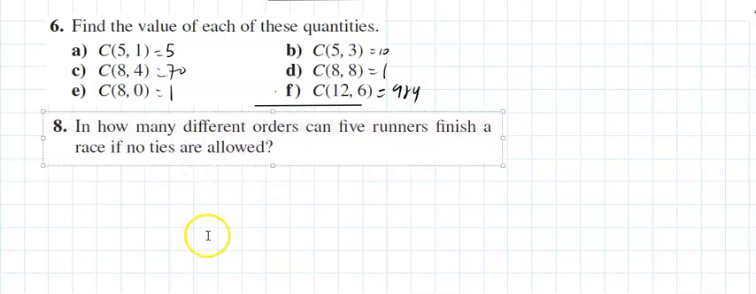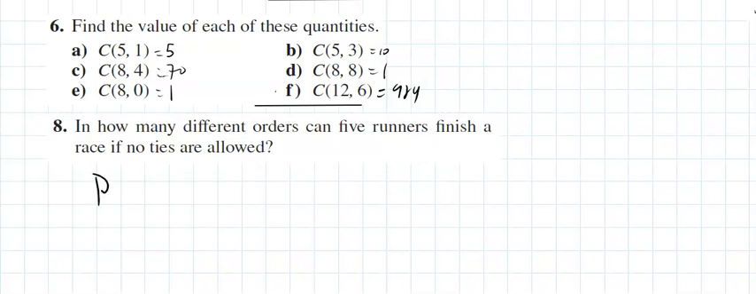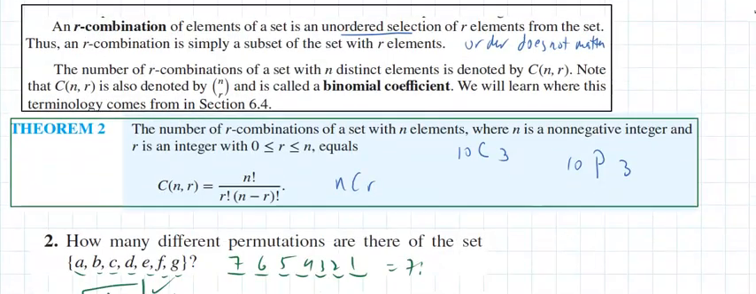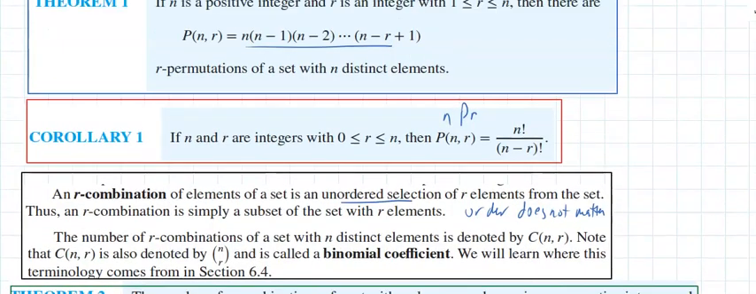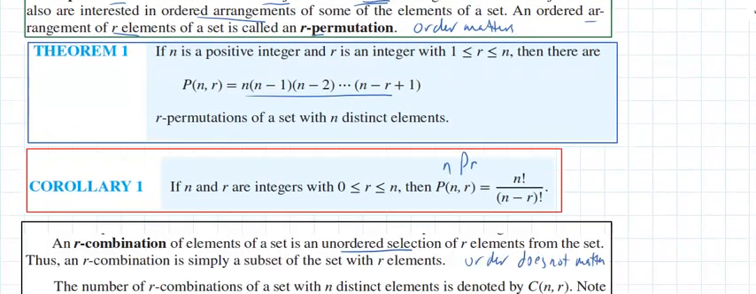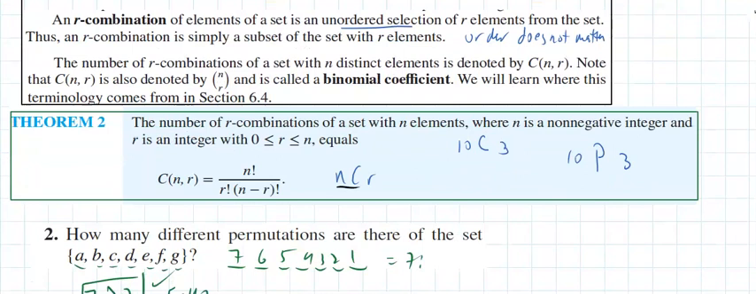How many different orders can 5 runners finish the race if no ties are allowed? Well, the order matters here. I forgot to mention, they write this as NPR or PNR, NCR or CNR, either way. This is how they normally write it, but this is how it is on the calculator.